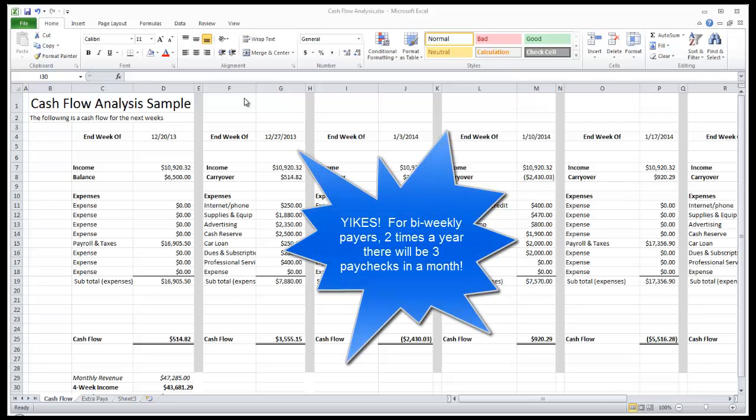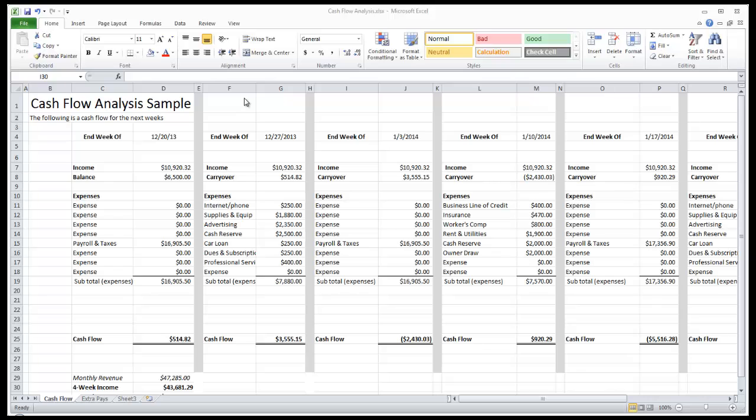Biweekly pay is the same way. You're going to pay somebody 26 times a year if you're on biweekly pay. That means 2 times a year, you're going to pay them 3 times in the month instead of 2 times in the month. Let me give you an example.